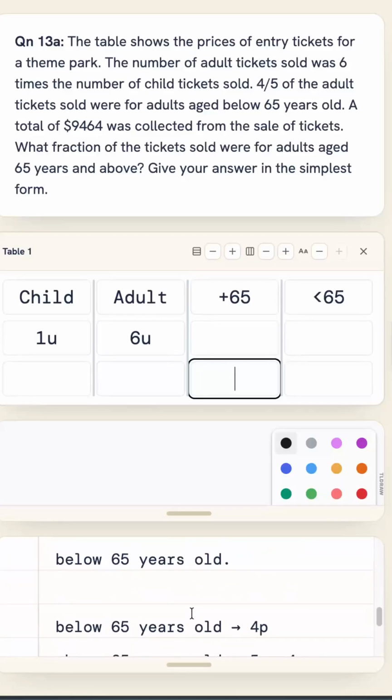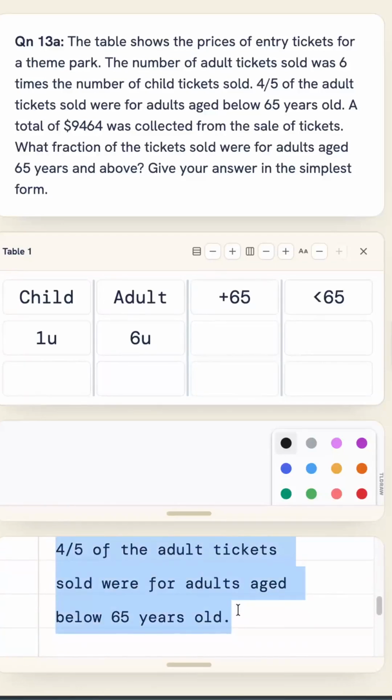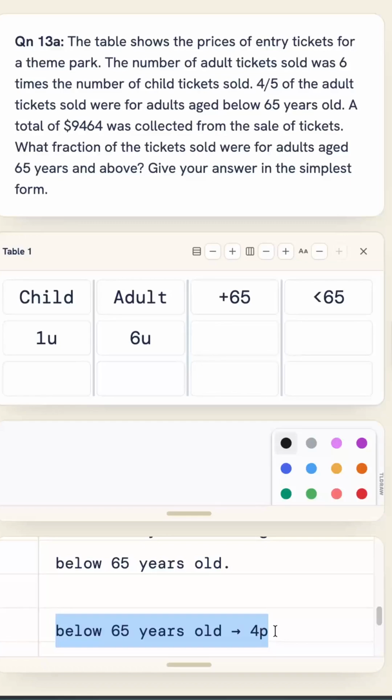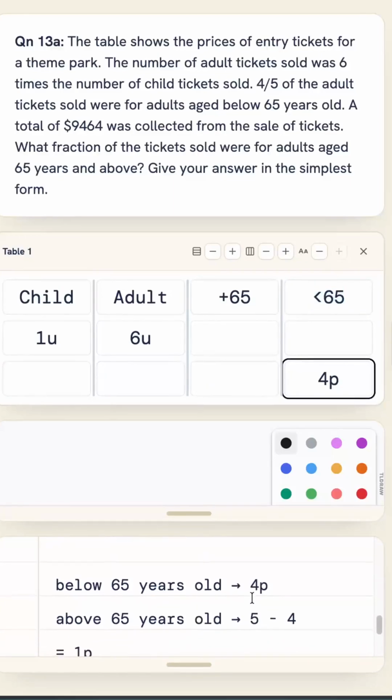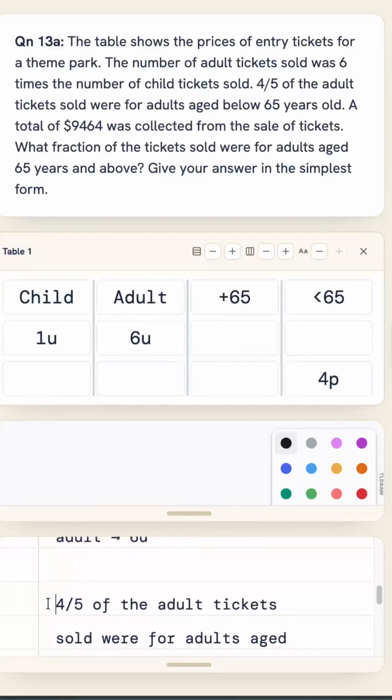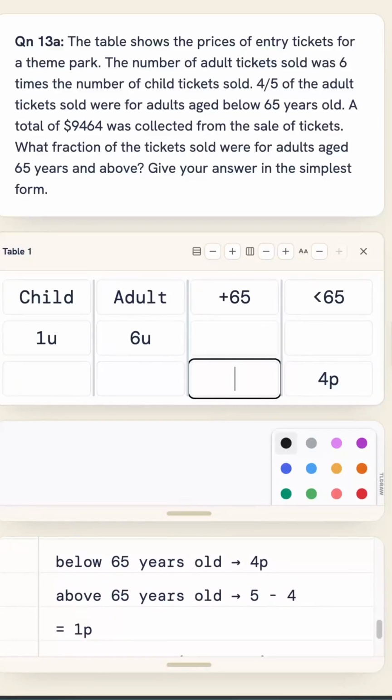So that means, if you were to look over here, 4/5, right? Total below 65 years old is actually 4 parts. So below 65, which is this, 4 parts. And then above 65 is not 5, it's actually 1, because it says here 4/5. So the remainder is 1 part, that means the total adults is 5 parts.